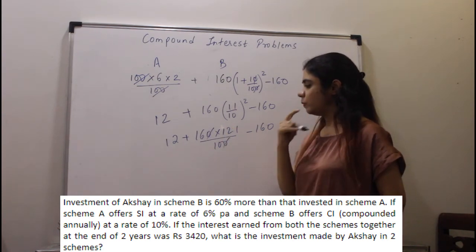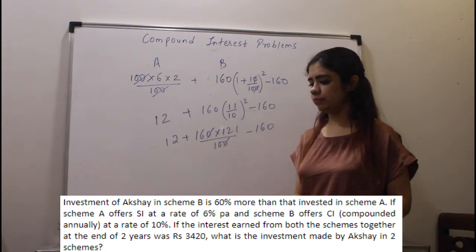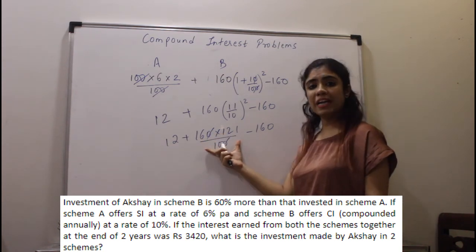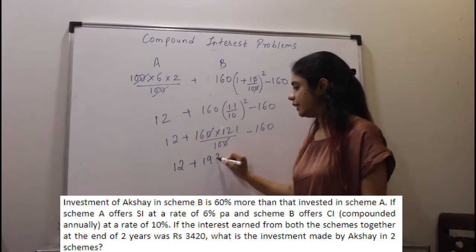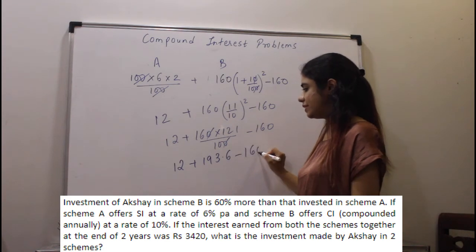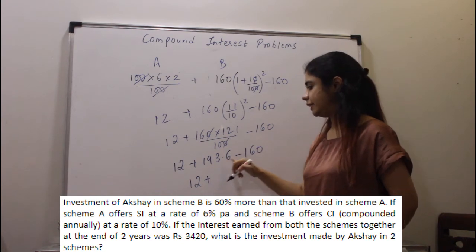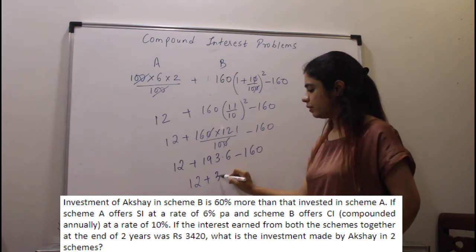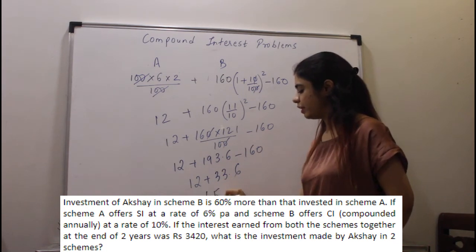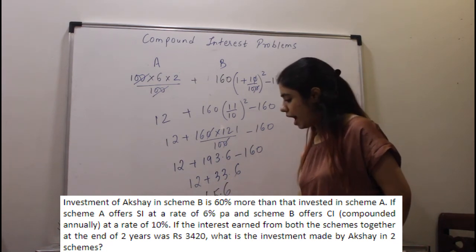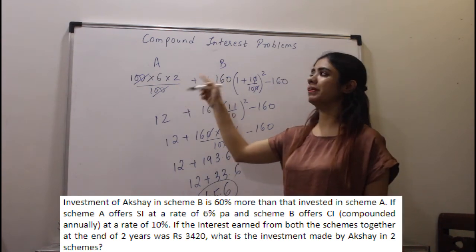Now what we can do is 121 into 16. ठीक है? So this will be 193.6. So this is 12 plus 193.6 minus 160. So this will be 12 plus, this will become 193.6 minus 160. So this will be 33.6. So 12 plus 33.6 will give you 45.6. So our total interest is 45.6 because we had assumed the principal values.